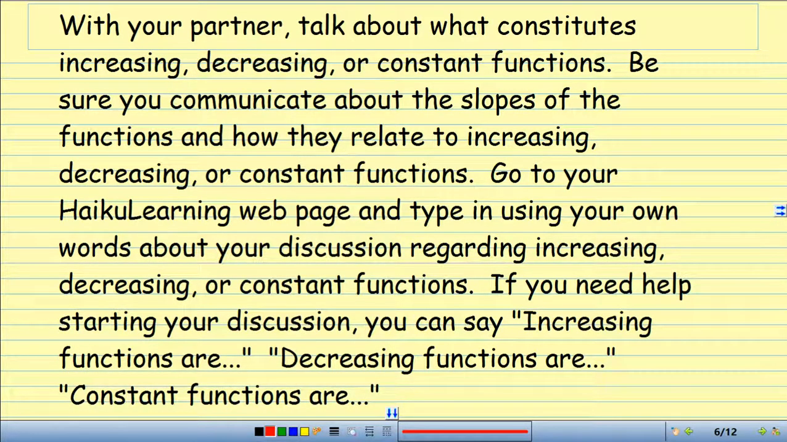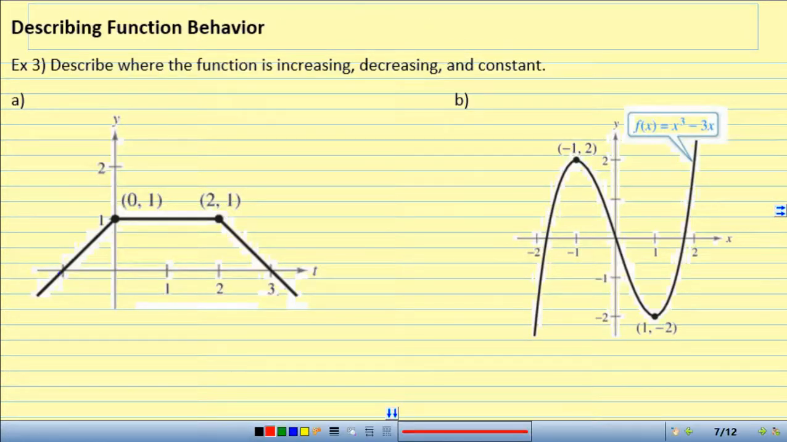So if you haven't already done this with your partner, talk about what constitutes increasing, decreasing, or constant functions. Be sure to communicate about the slopes of the functions and how they relate to increasing, decreasing, or constant functions. You need to go to your Haiku Learning webpage and fill in. Now, this is something where it's in your own words you're going to be discussing. And if you need help starting it, I've got something right there. Increasing functions are, decreasing functions are, constant functions are. So fill that in. And now let's go to example 3.